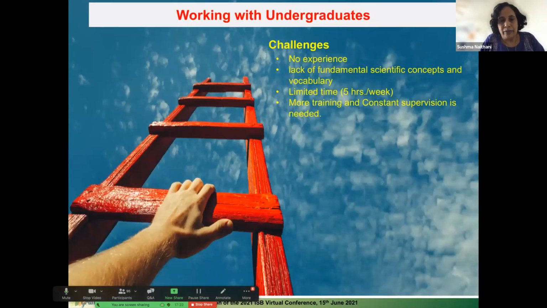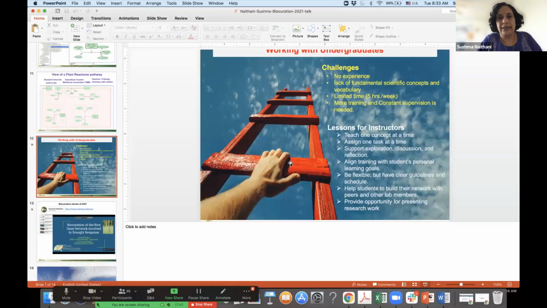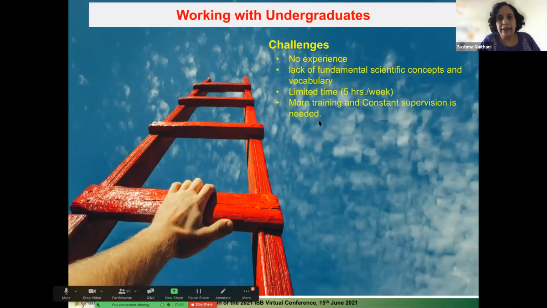So I like to summarize my experience working with undergraduate students. So of course, there are challenges with working with undergraduate students, and these challenges: they have no prior experience. They lack fundamental scientific concepts and vocabulary. They also have limited time. So some students will only work 5 hours, which means maybe 2 or 3 hours twice per week. And then more training and constant supervision is needed.